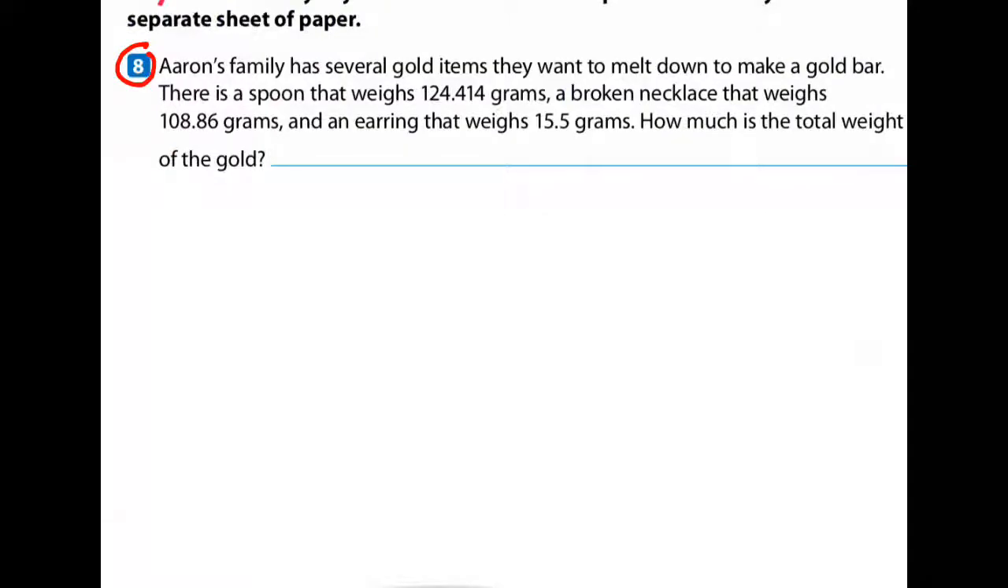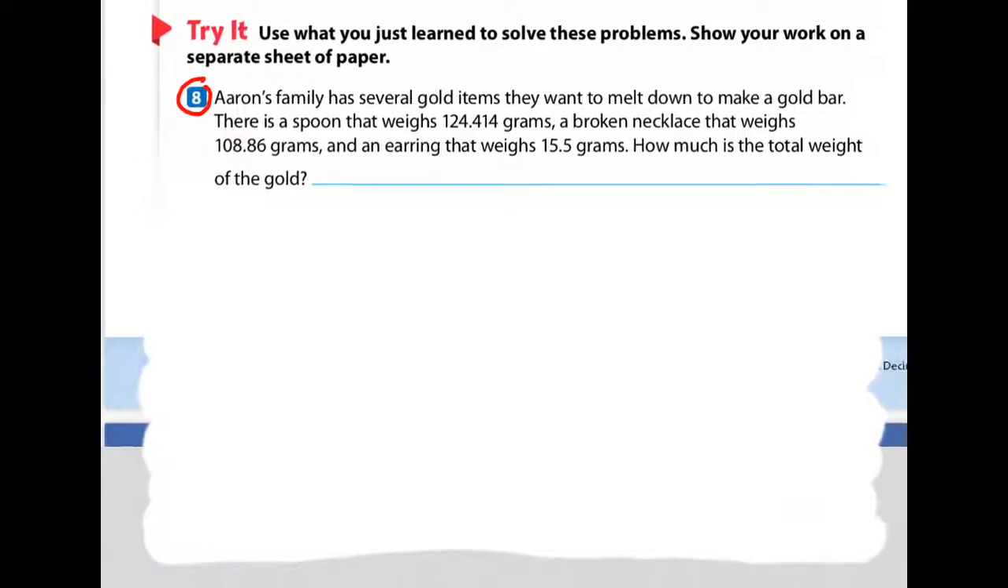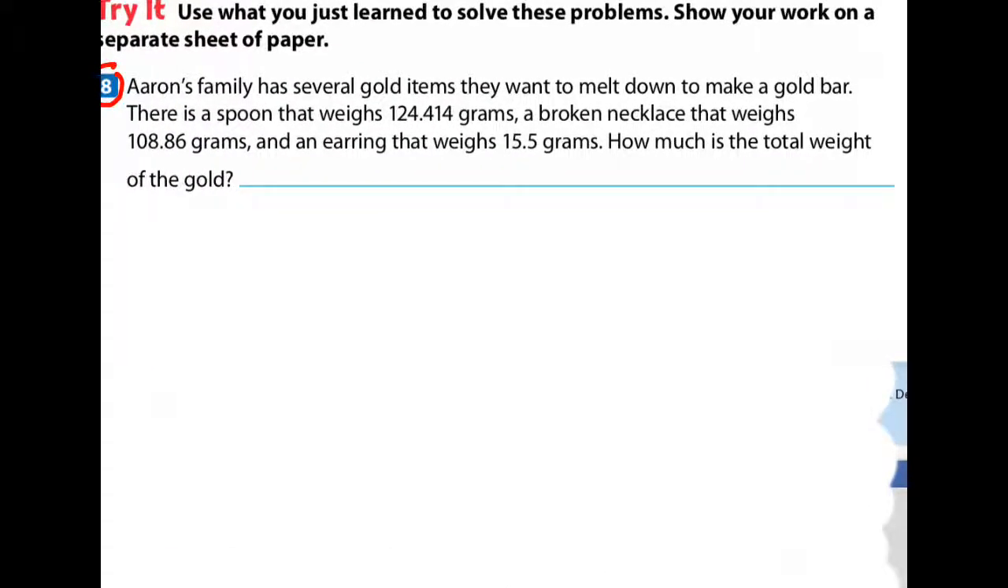All right. So 8 says, Aaron's family has several gold items they want to melt down to make a gold bar. Man, they must have some money if they could do that. There is a spoon that weighs 124.414 grams, a broken necklace that weighs 108.86 grams, and an earring that weighs 15.5 grams. How much is the total weight of the gold?